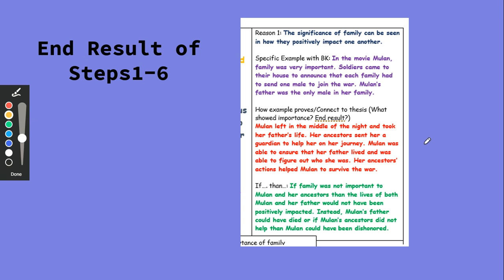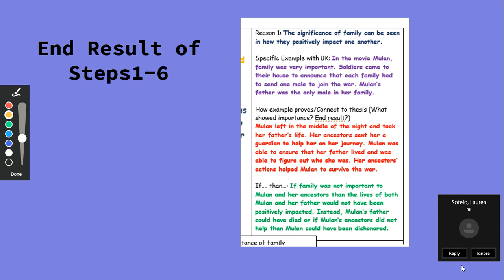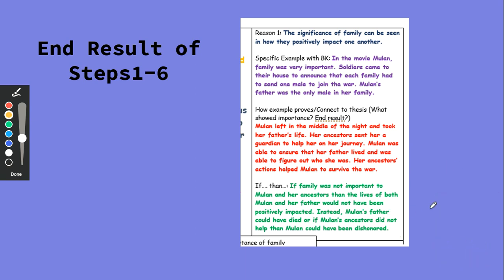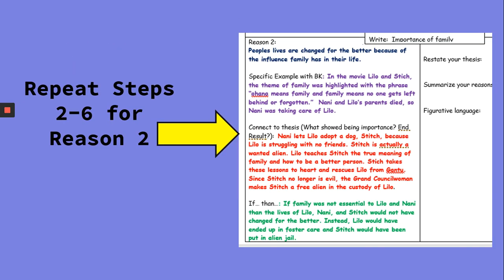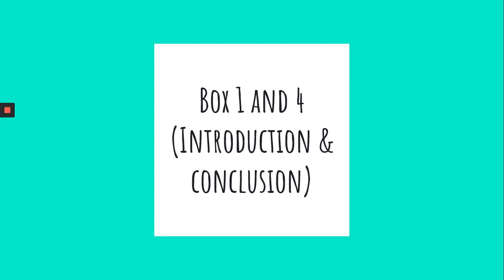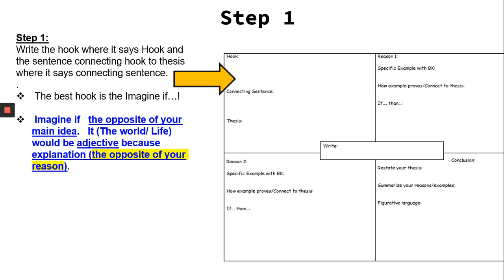If family was not important to Mulan and her ancestors, then the lives of both Mulan and her father would not have been positively impacted. Instead, Mulan's father would have died. Or if Mulan's ancestors did not help, then Mulan could have been dishonored. Now, okay, you're going to repeat steps 2 through 6 for your second reason. Now remember, your second reason is a different example. Box 1 and 4.